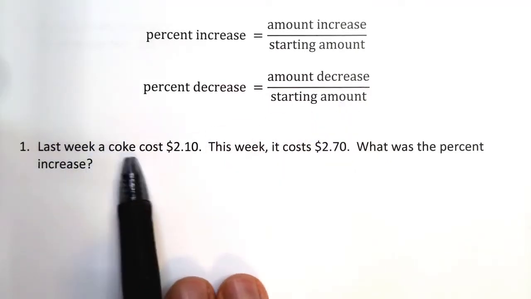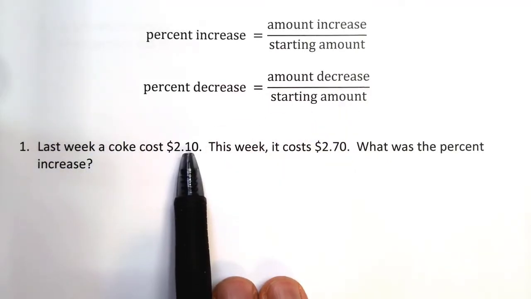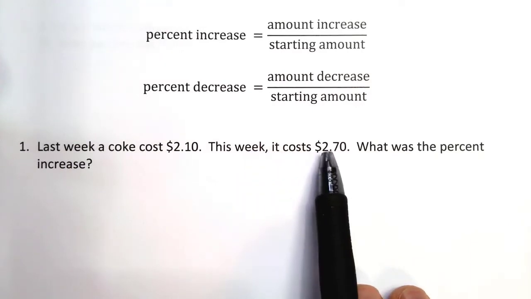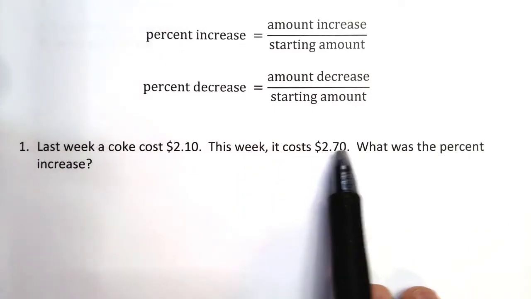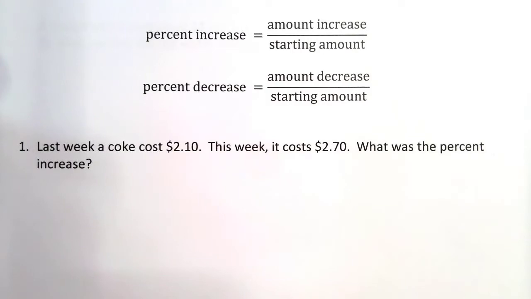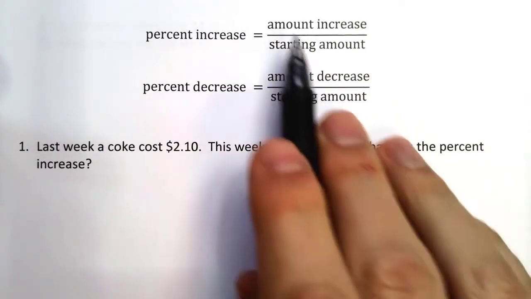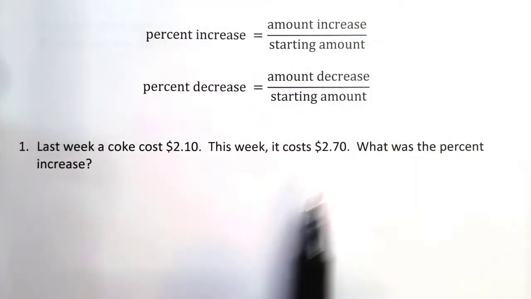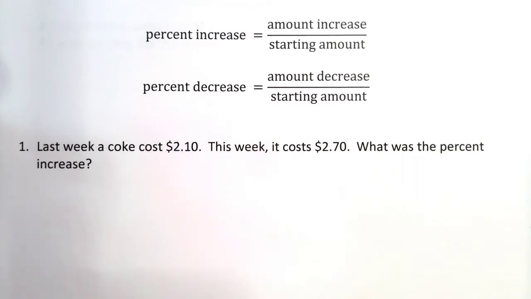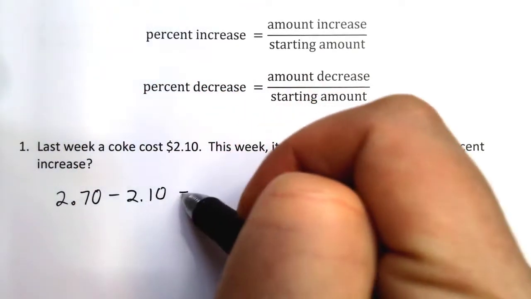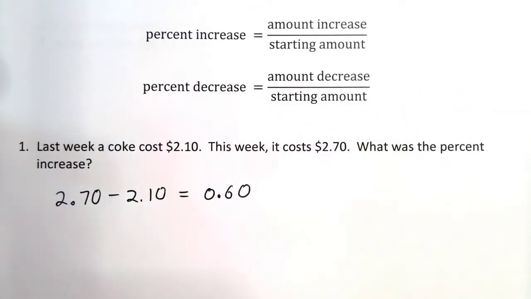Last week, a Coke cost $2.10. This week, it costs $2.70. What was the percent increase? Well, first we need to find the amount of increase. That will be the difference between the new price and the old price. And we see that's 0.6, 60 cents.